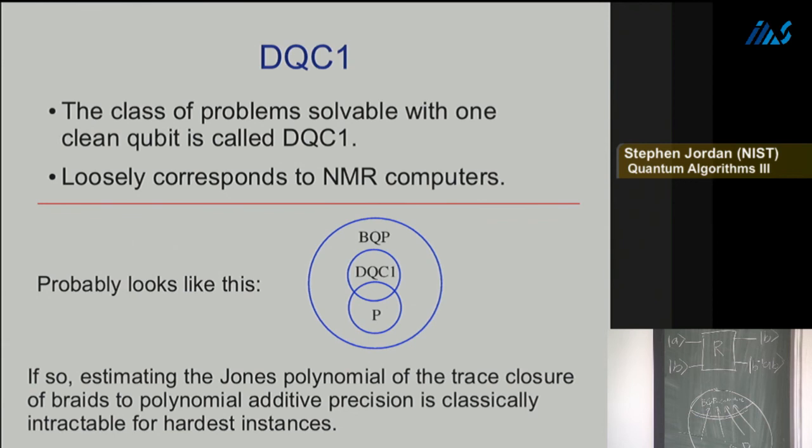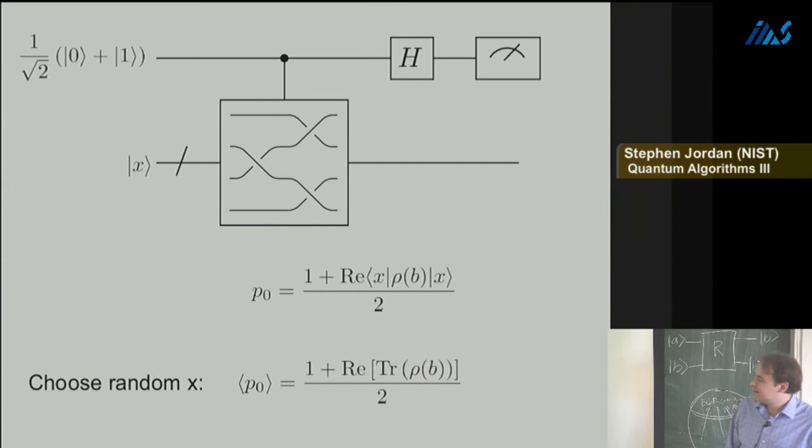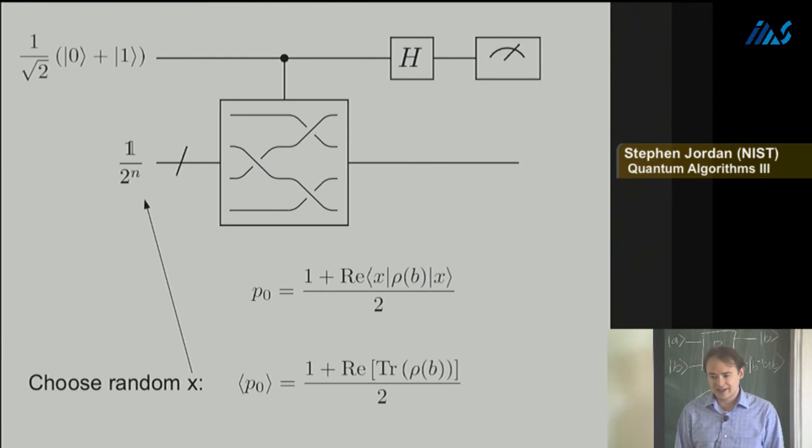And there is some evidence that DQC1 extends beyond P, although the evidence is not as extensive, not even close to as extensive as the evidence that, say, BQP goes outside of P. But it'd be at least somewhat surprising. And then how do we know this problem is DQC1 complete? Here I'm just repeating one of my previous slides. We did the Hadamard test, and we sampled with random bit strings X here in order to estimate the trace, because now we're averaging all the diagonal matrix elements. What does that mean, put random X there? That's the same as saying put maximally mixed state here. So that's how we know this problem is contained in DQC1.